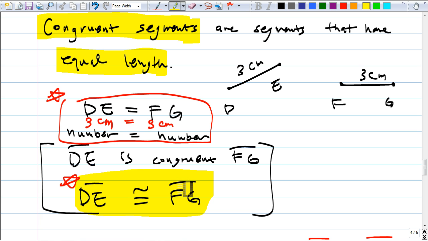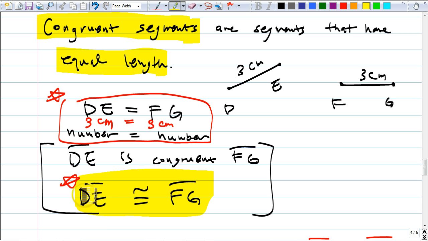So, by the way, why is this okay too? DE equals FG. What do we mean by DE? When I say DE, this means the distance of DE, and distance is a number, right? So how do you say that a number is equal to another number? You just use the equal sign. Here, we don't use the equal sign because these are not numbers. They are figures, right? These are segments.